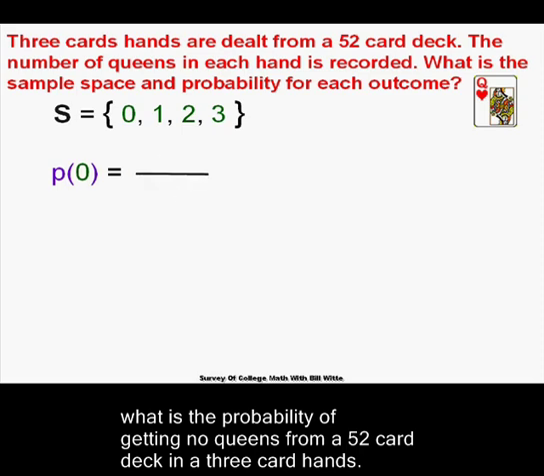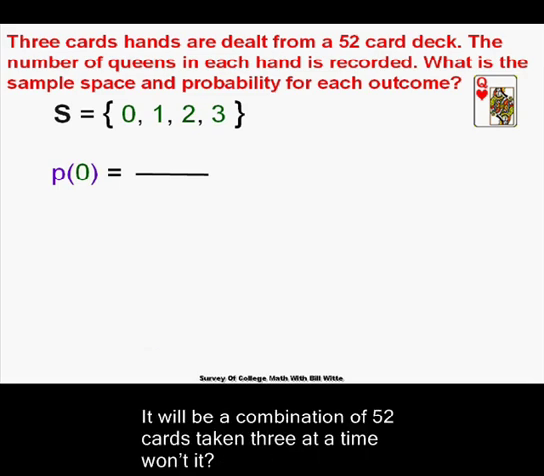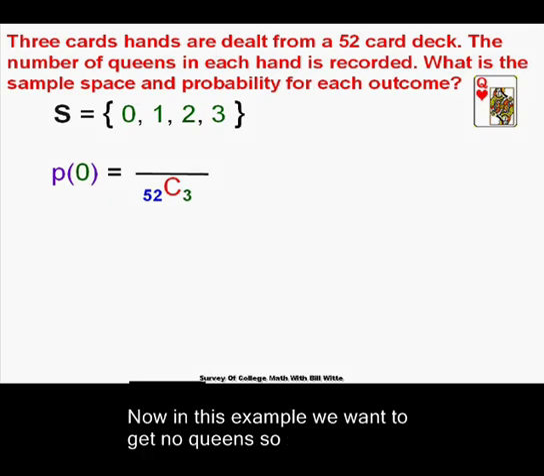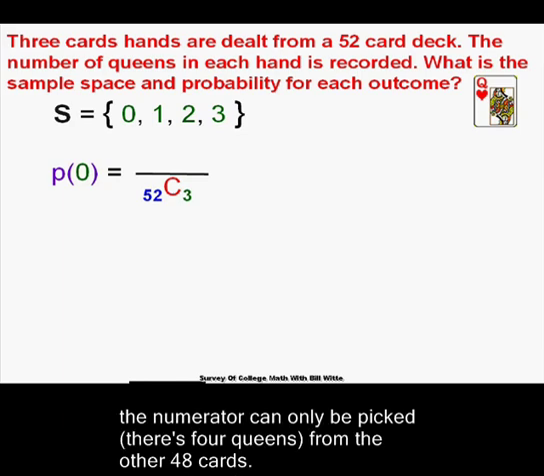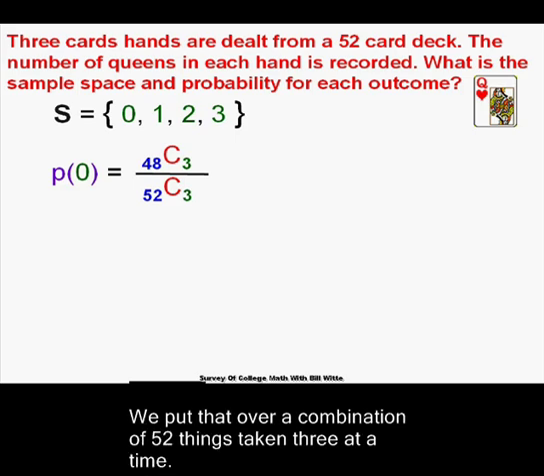As I usually do, I'm going to try and figure out the sample space first. It's going to be a combination of 52 cards taken 3 at a time. Now, in this example, we want to get no queens. So the numerator can only be picked, there's 4 queens, from the other 48 cards. So we're going to pick a combination of 3 cards from 48 cards. So the probability of getting no queens is a combination of 48 things taken 3 at a time, over a combination of 52 things taken 3 at a time.